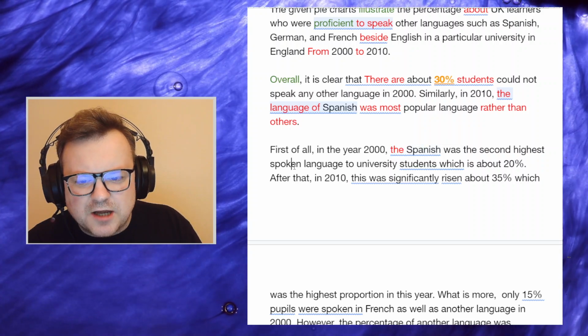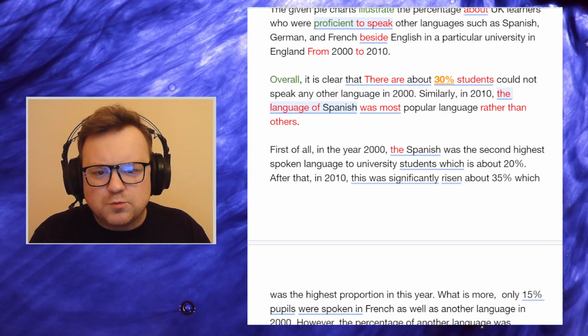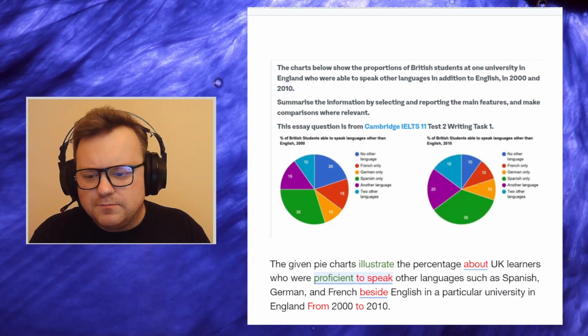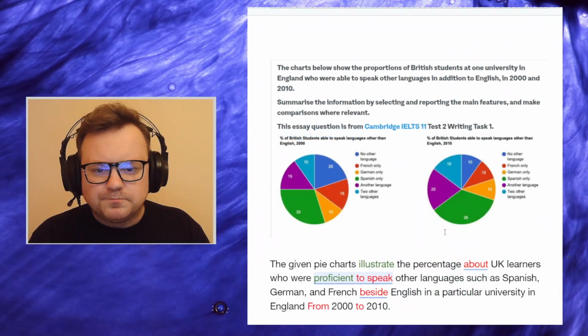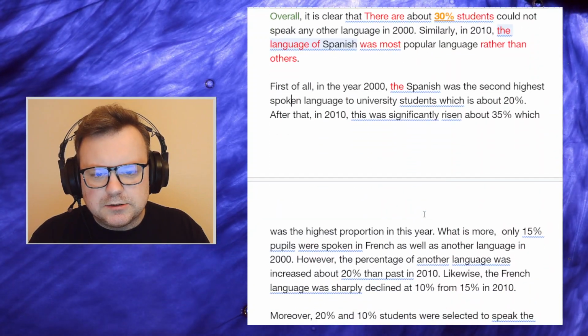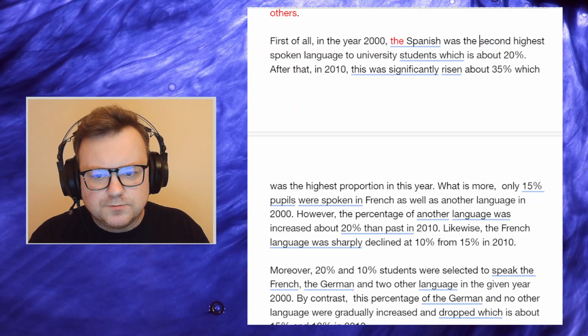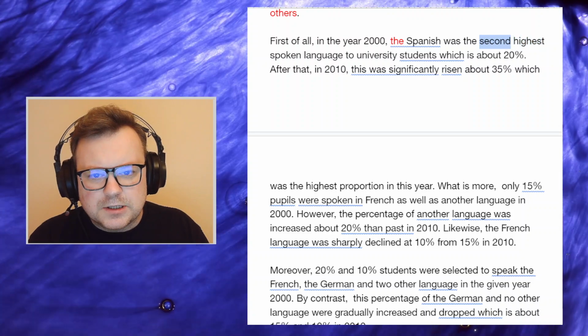Spanish was the second highest spoken language. No, it wasn't. In the year 2000, it was the highest language, the highest one. Let's have a look again. In the year 2000, Spanish was the most spoken language, not the second. Uh-huh. So that's just not true. Let's just mark that.